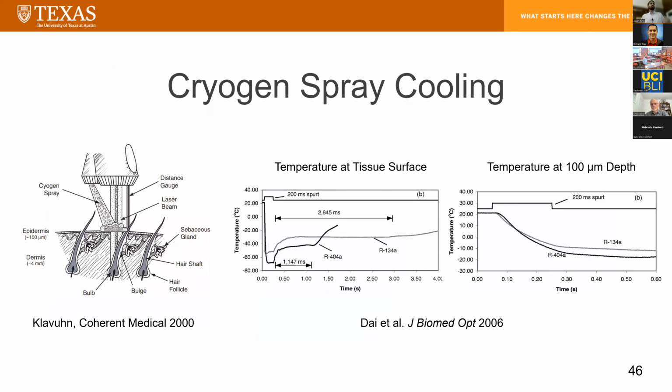And we decided to use cryogen spray cooling, which I'm sure everyone here should be very familiar with. So using this method, we can rapidly remove the heat from the tissue and reduce that thermal damage. So we came up with a computational method to evaluate this and to optimize it.